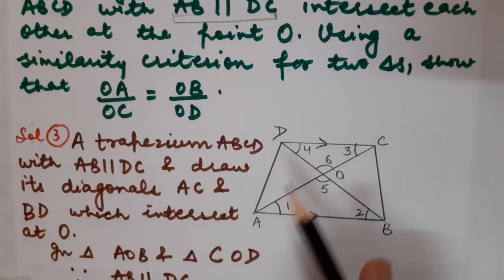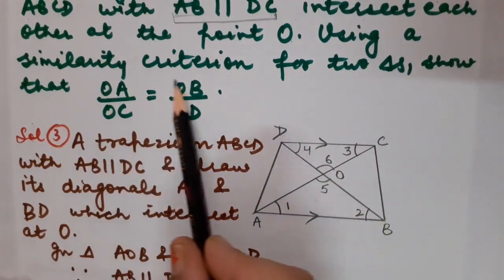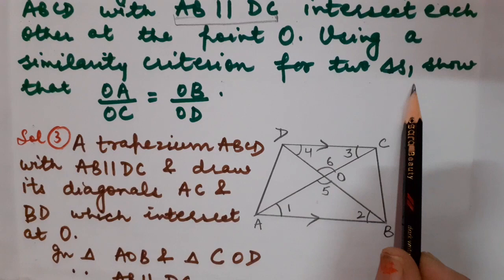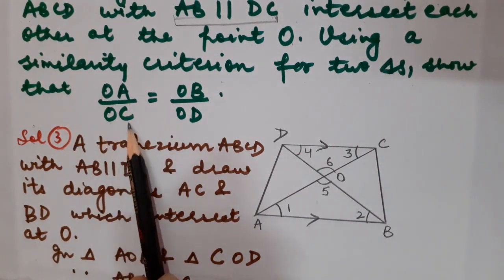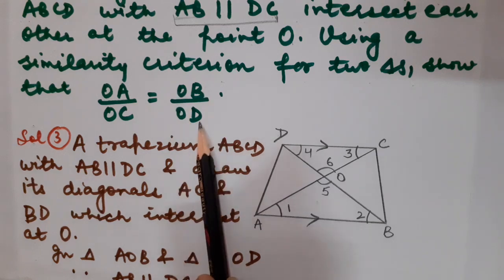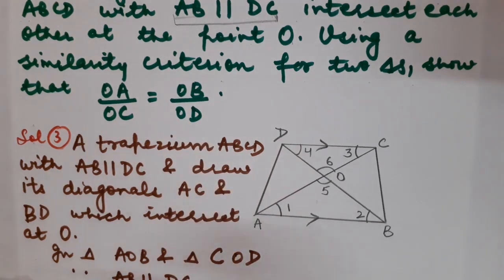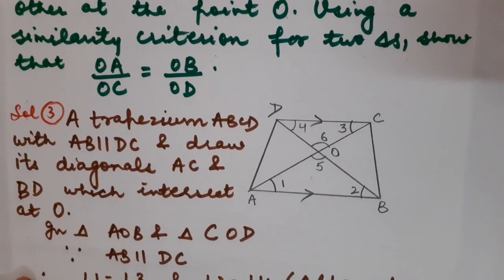What we have to prove? We have to prove that using a similarity criteria for two triangles, you have to just show whether OA upon OC is equal to OB upon OD or not. Fine. So let us start its solution.